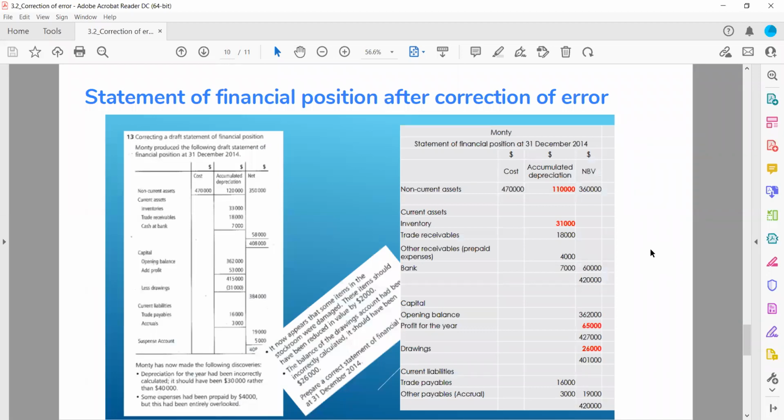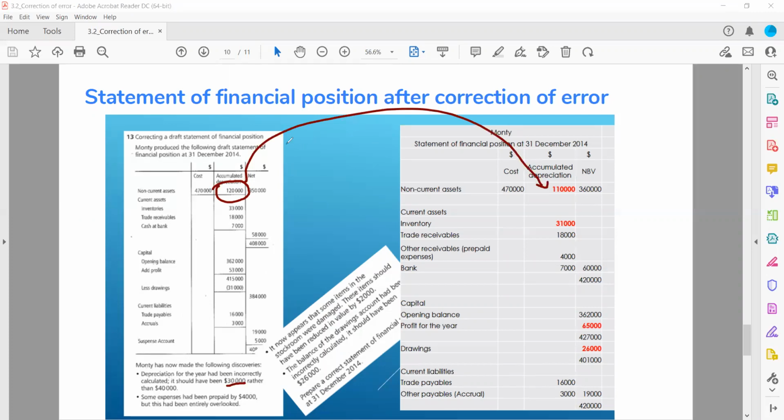Statement of financial position after the correction of the account. This is one of the questions that I did. And here it has the adjustment made whereby Moti has now made the following discovery. Depreciation for the year has been incorrectly calculated. It should have been 30,000 rather than 40,000. This means that this amount should be 30,000, not 40,000.